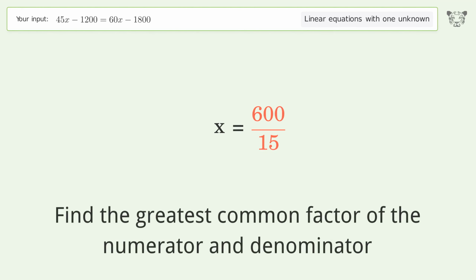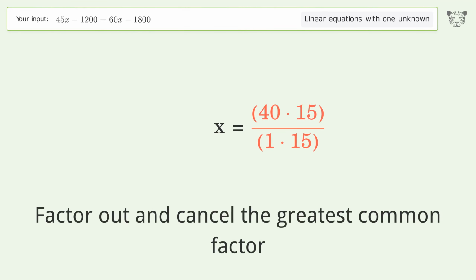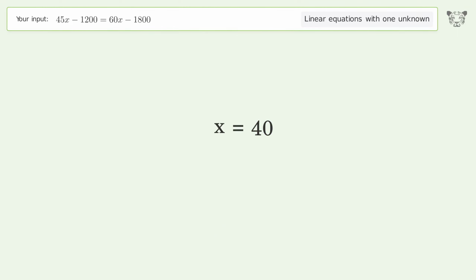Find the greatest common factor of the numerator and denominator. Factor out and cancel the greatest common factor. And so the final result is x equals 40.